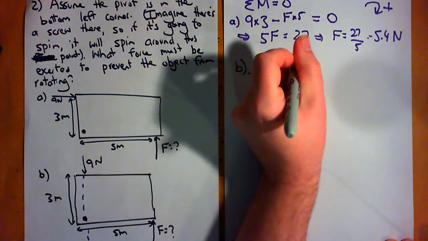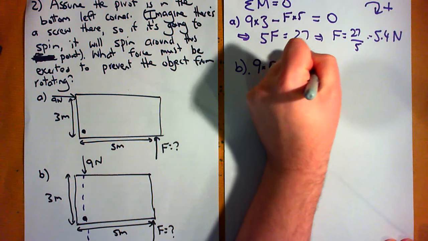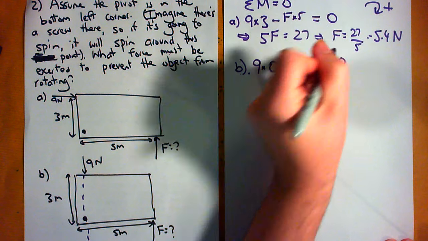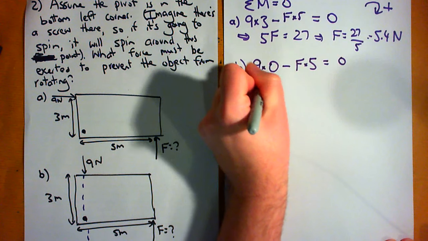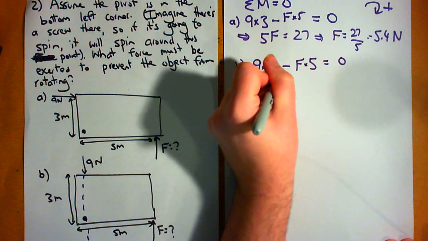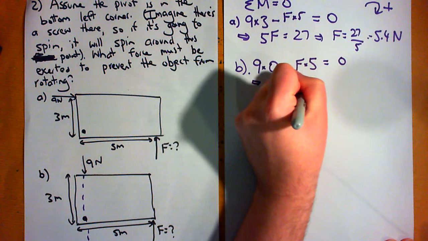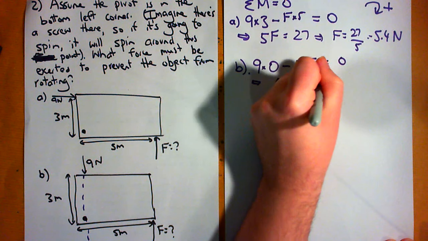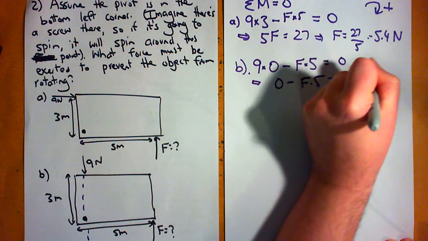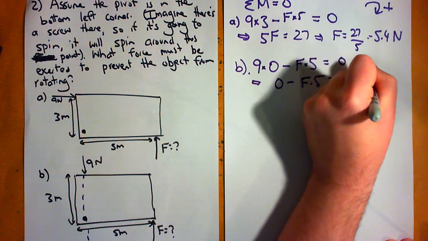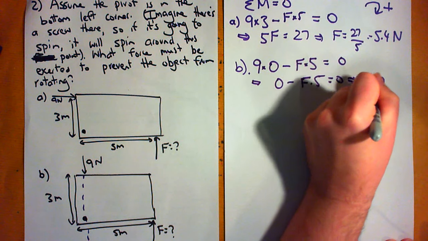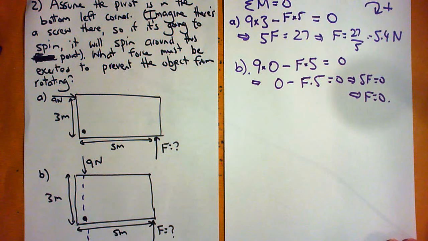So that's still going to be F times 5 equals 0. So therefore 9 times 0 is 0. So we've got 0 minus F times 5 equals 0. So therefore 5F equals 0, which means that the force must be 0.